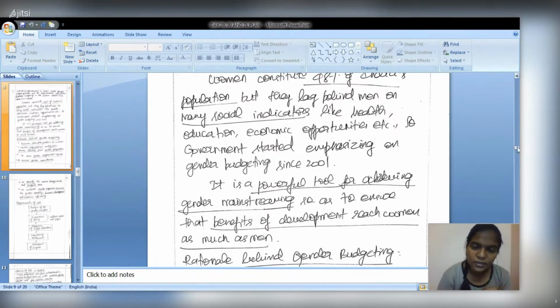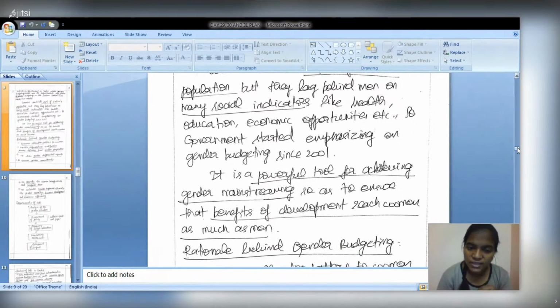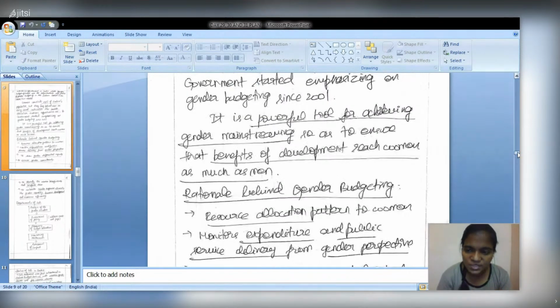Okay, so it is a very powerful tool for achieving gender mainstreaming, because it will give awareness about the importance of gender in the country, towards GDP growth, as well as human development, or we can say sustainable development. Okay, so what is the rationale behind gender budgeting?